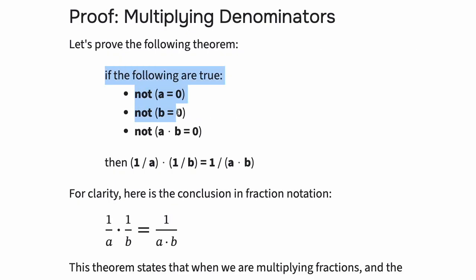Let's prove the following theorem. If a is not 0, b is not 0, and a times b is not 0, then 1 over a times 1 over b is equal to 1 over a times b. For clarity, here's the conclusion in fraction notation. This theorem states that when we're multiplying fractions and the numerator is 1, then we can just multiply the denominators.